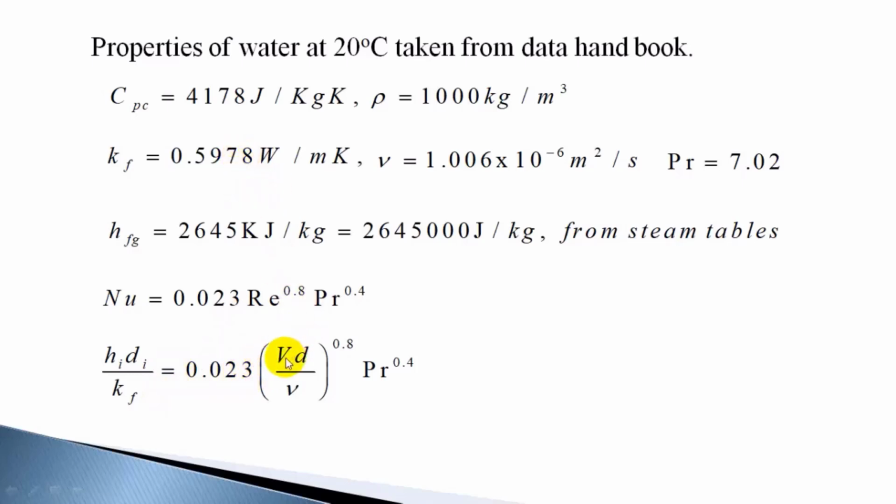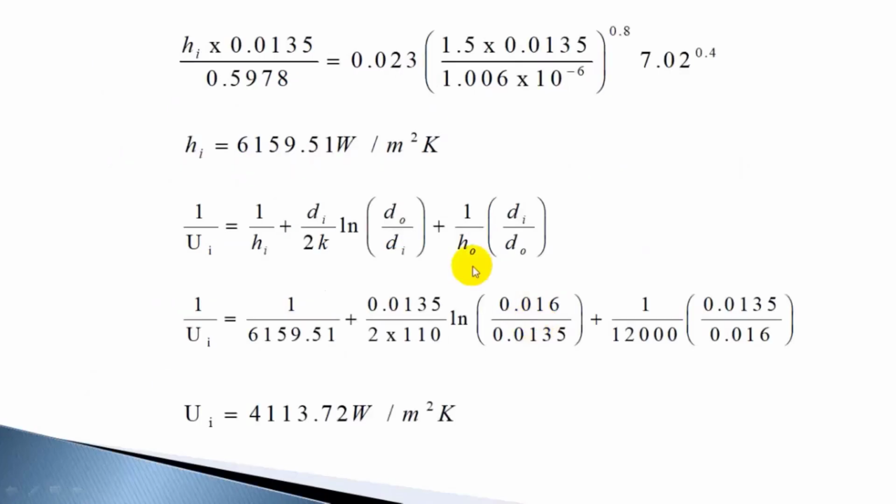Velocity is 1.5, diameter is inside diameter, it is 0.0135, and kinematic viscosity 1.006 into 10 raised to minus 6. Prandtl number is 7.02. Diameter, we know this is the same diameter, so it's dI only. Here also dI only you should substitute. So, inside diameter of the pipe is 0.0135. The thermal conductivity of the fluid is 0.5978. You can substitute that and get HI as 6159.51 watts per meter square Kelvin.